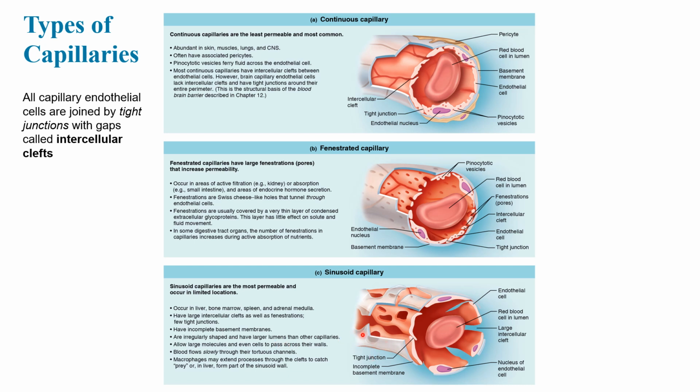Okay, they have incomplete basement membrane because they are very permeable, and they are irregularly shaped and have larger lumens than the other capillaries. Blood flows slowly through the tortuous channels. Macrophages may extend processes through the clefts to catch or prey on foreign organisms. So macrophages are present around them.